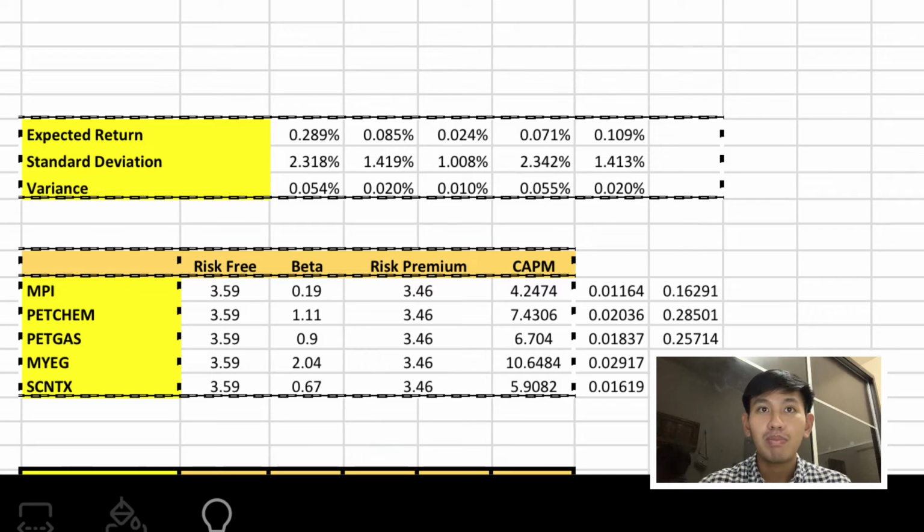So for CAPM, MPI is 4.2474, Petronas Chemical is 7.4306, Petronas Gas is 6.704, MyEG is 10.6484 and Sintex is 5.9082.